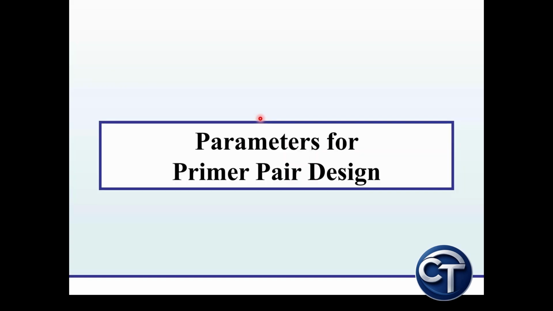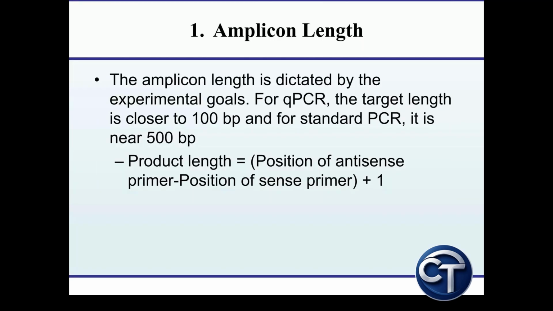So what are the parameters for designing primer pairs? The first factor is amplicon length. Amplicon length is dictated by experimental goals. For real-time PCR, the target length of our amplicon is closer to 100 base pairs, and for standard PCR, it is ideally kept around 500 base pairs. So the product length should be equal to the position of the antisense primer minus the position of the sense primer plus 1.